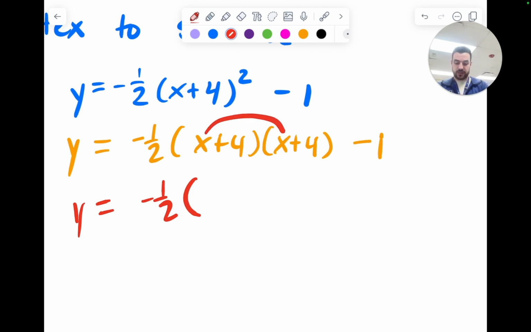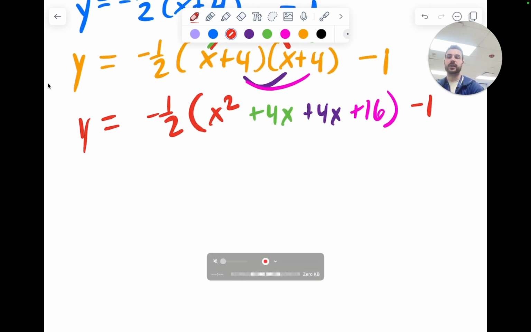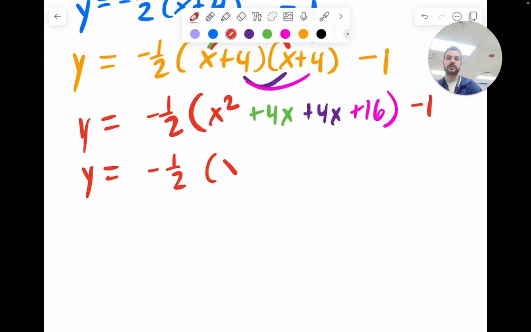So we'll do first, outer, inner, last. And again, we got that minus 1 at the end. So let's simplify a little bit. We get y equals negative 1/2 times x squared plus 8x plus 16 minus 1.